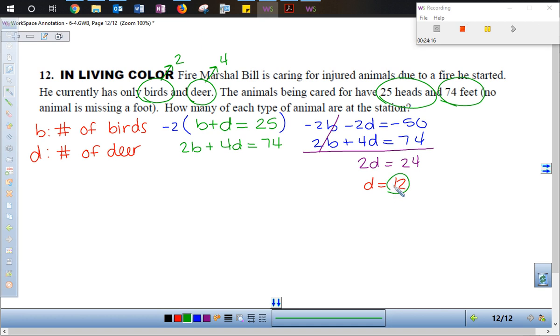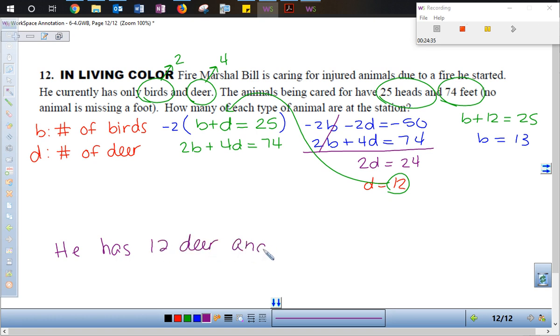Now I can take that 12 and substitute it back into one of my original equations, and I'll have B plus 12 equals 25. Subtract 12 from each side, and B equals 13. That means he has 12 deer and 13 birds.